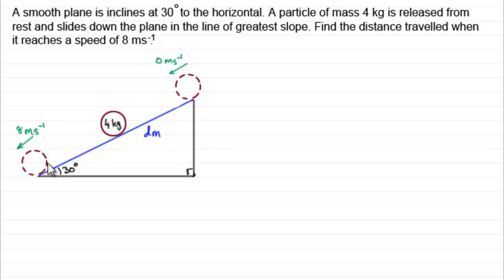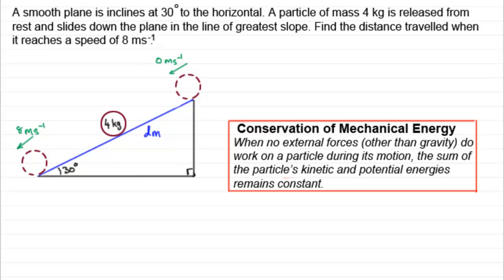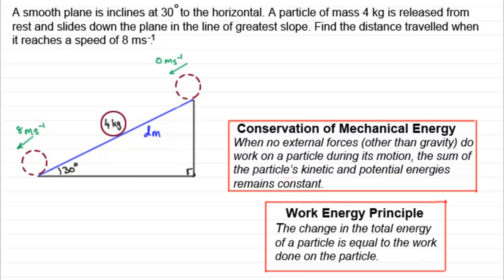What we've got to do is find the distance that it's travelled when it reaches a speed of 8 meters per second. And you can solve a problem like this in three ways. You can solve it by the conservation of mechanical energy, or by the work energy principle, or by good old-fashioned Suvat equations, the equations for constant acceleration. Now what I'm going to show you is all three methods, but I think you'll find at the end of the tutorial the method using the conservation of mechanical energy is the best one for such a problem.